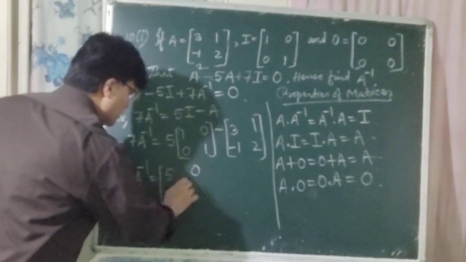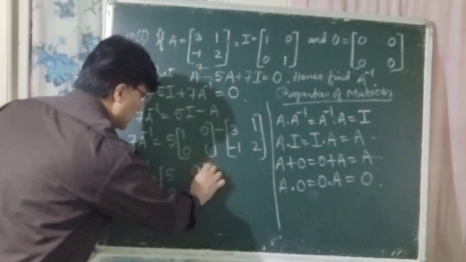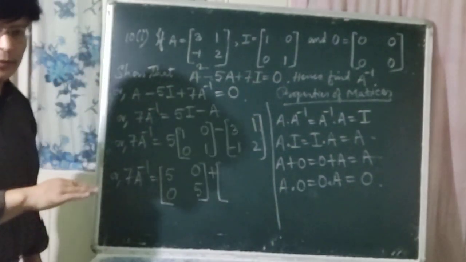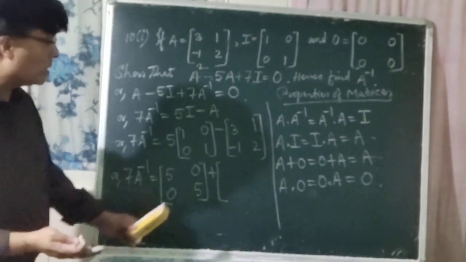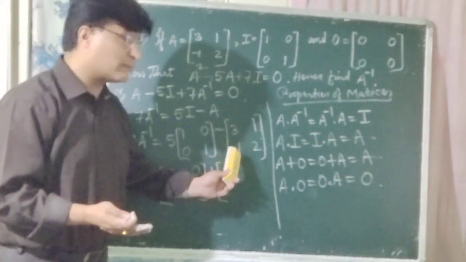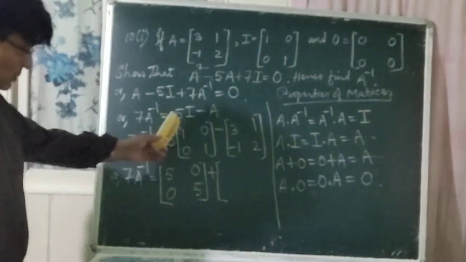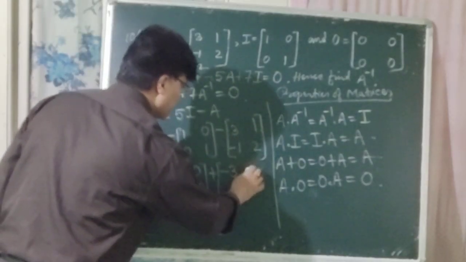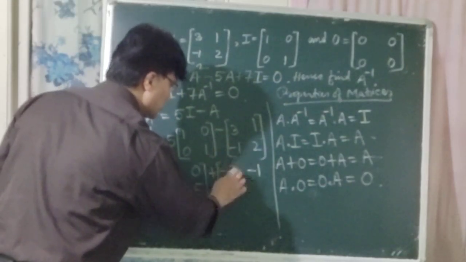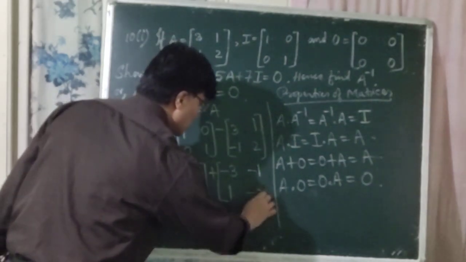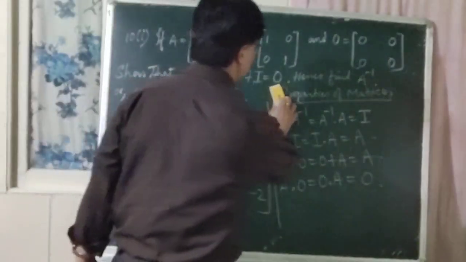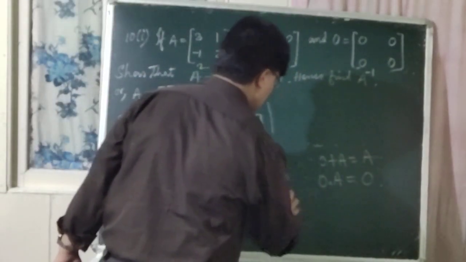5 ones are 5, 5 zeros are 0, 5 zeros are 0, 5 ones are 5, plus. So this is your minus 1. So minus 1 is the scalar multiplication of the matrix. So all the entries of this matrix can be multiplied by minus 1. That is minus 3, minus 1, minus 1, minus plus 1. This is your minus 2. Is that clear? So next.